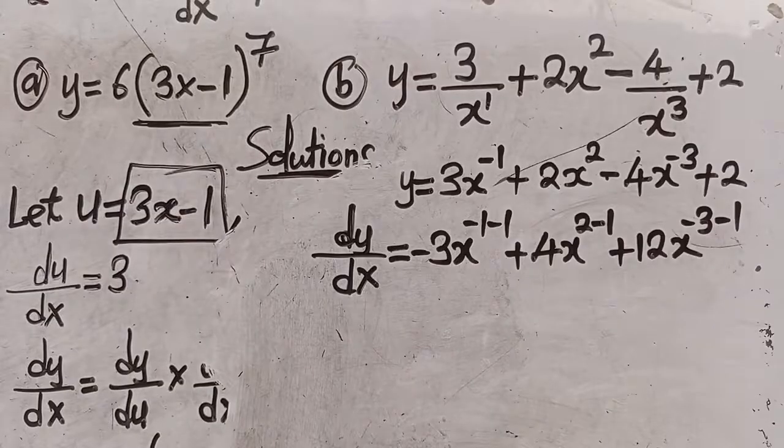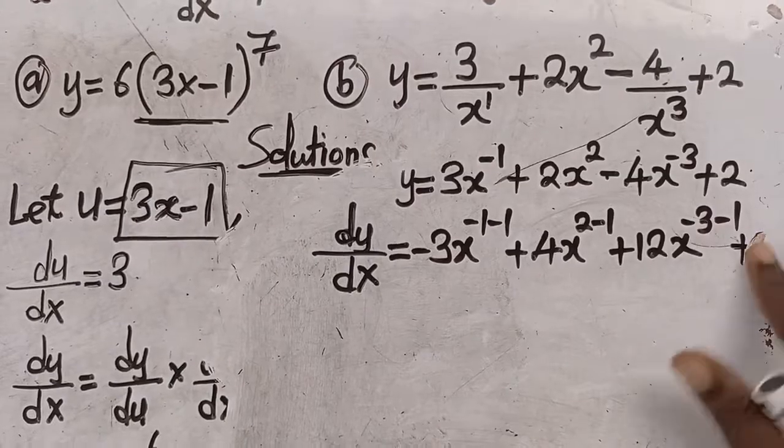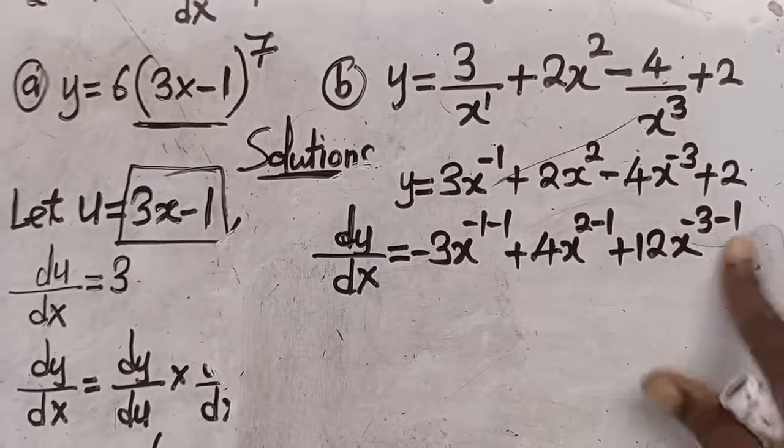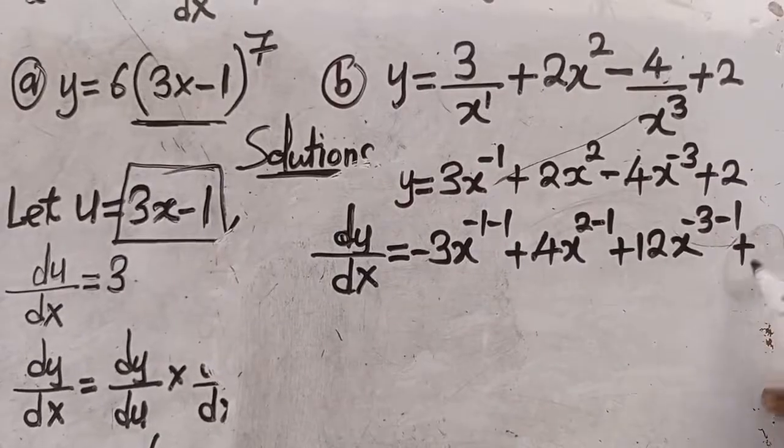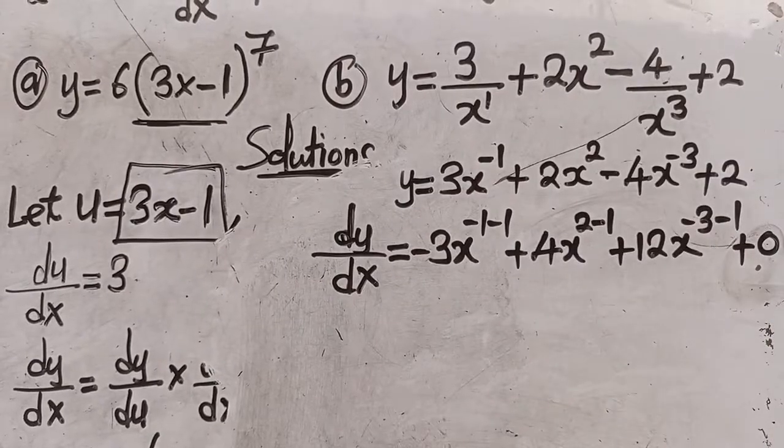So you just leave it like that. If you want, you can say plus 0, but just forget about it. Don't even write it, because by saying you just leave it like that, some people will even say plus 2. This will not be there. You can't differentiate a constant number. If you want, you can say plus 0, because the derivative of a constant number is 0.